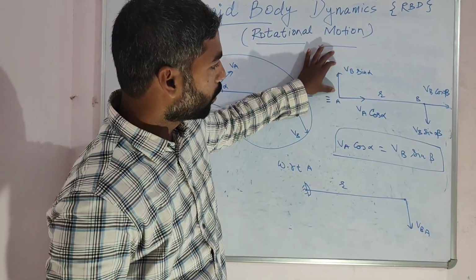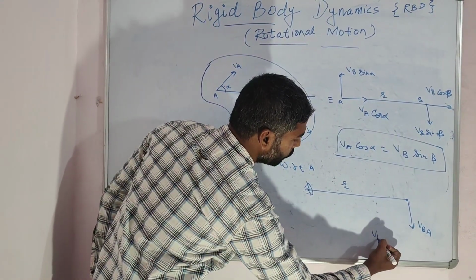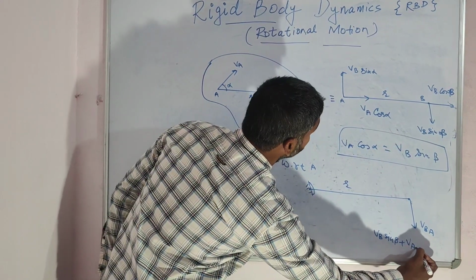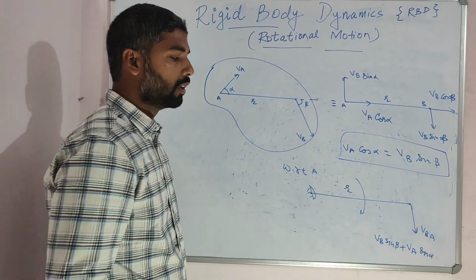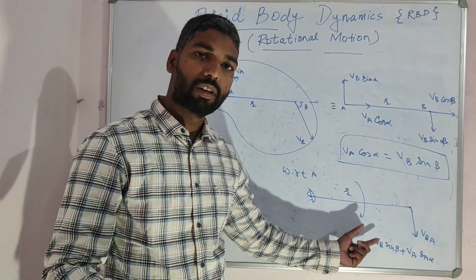Add the opposite of this velocity in this. So we will get Vb sin beta plus Va sin alpha. If somebody asks that if it is performing circular motion, find the angular speed.